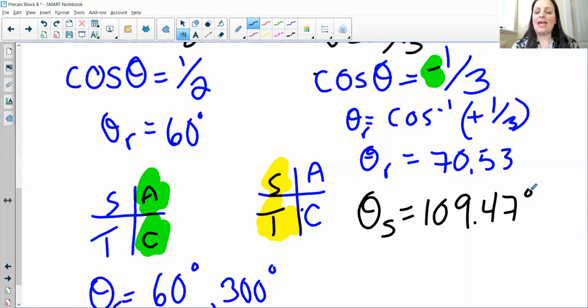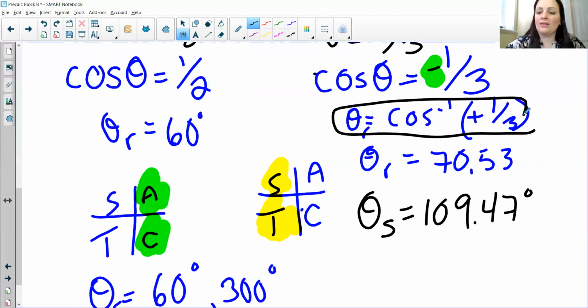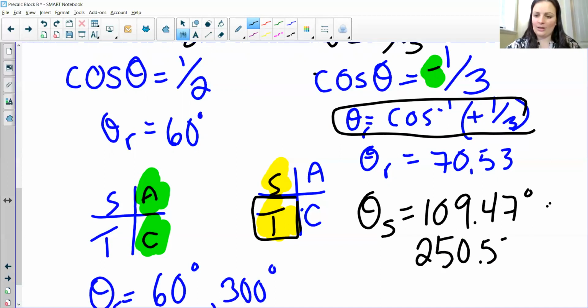109.47 degrees. And had you put in the inverse cos of negative 1/3 back at this step, you would have gotten this answer. The problem with that, though, is you still have to calculate the reference angle to get the other answer, which is in the third quadrant. So to get the standard angle in the third quadrant, you're going to take 180 and add the reference angle. So if you take 180 and you add the reference angle, you're going to get 250.53 degrees.